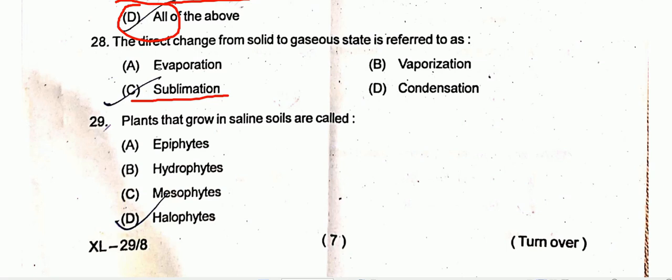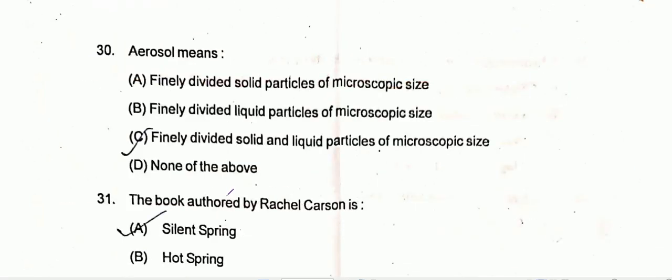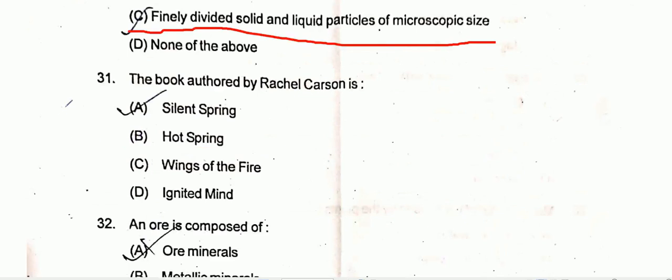Question number 29. Plants that grow in saline soils are called halophytes. Option D is the correct one. Question number 30. Aerosols means finely divided solid and liquid particles of microscopic size. So option C is the correct one. Question number 31. The book authored by Rachel Carson is Silent Spring. Option A is the correct one.